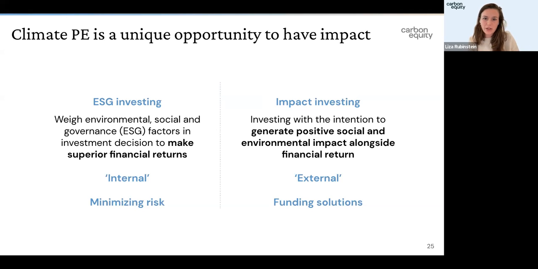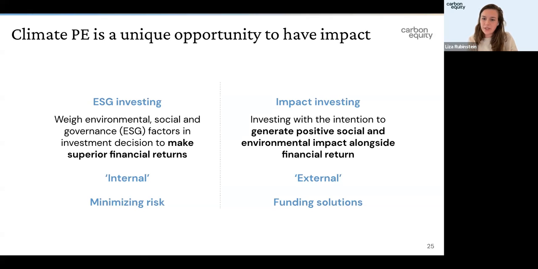Whereas impact investing, totally different game. First of all, the goal is different. The goal is to generate positive social and environmental impact alongside financial return. So you want to have both an impact and a return, which is what 80% of our participants said is what they want to achieve. Importantly, it's all about the external impact. So it's not about whether the business is run in a responsible way, but about whether its products and services, what it makes and sells and brings into the world, has a positive impact on the world.